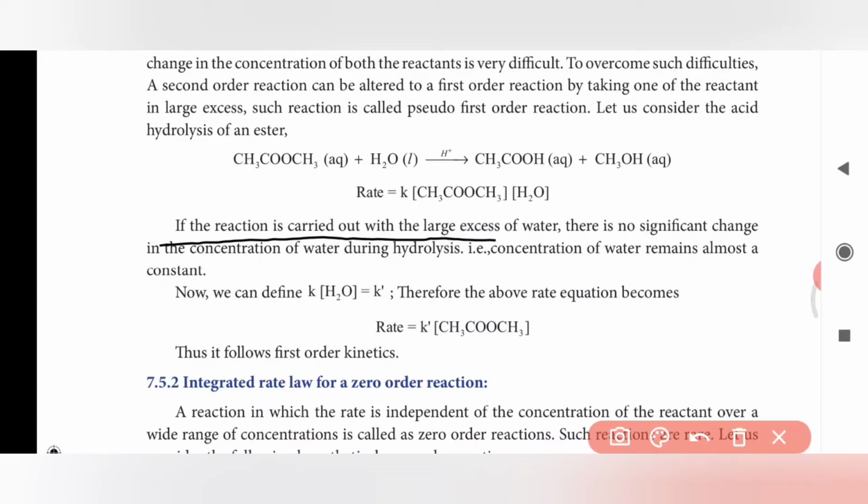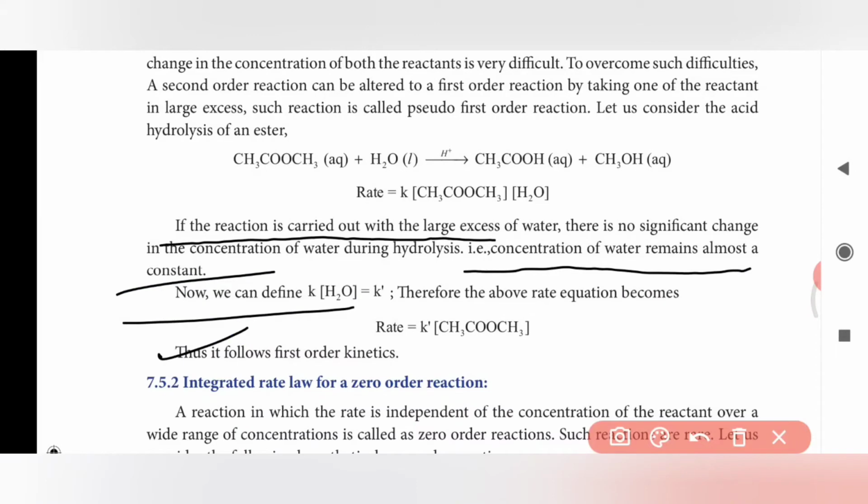In this reaction, we take a large excess of water to make the second order reaction behave as a first order reaction. The concentration of water remains almost the same during hydrolysis. Now we can define k[H2O] = k'. Therefore, the above rate equation becomes rate = k'[ethyl acetate]. Thus it follows first order kinetics.